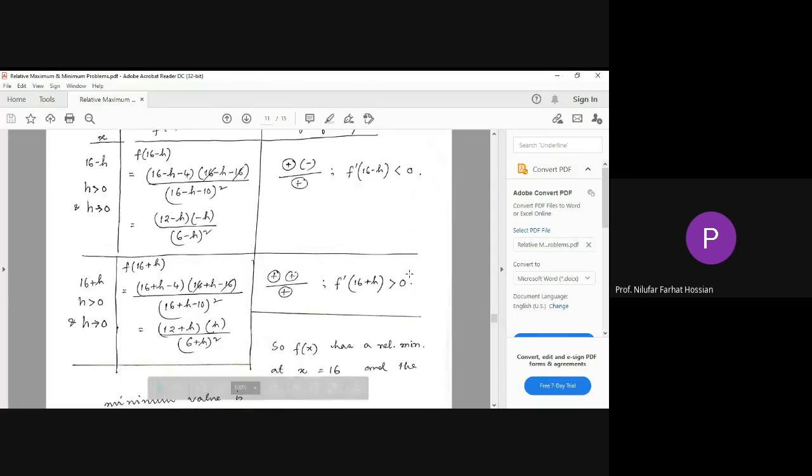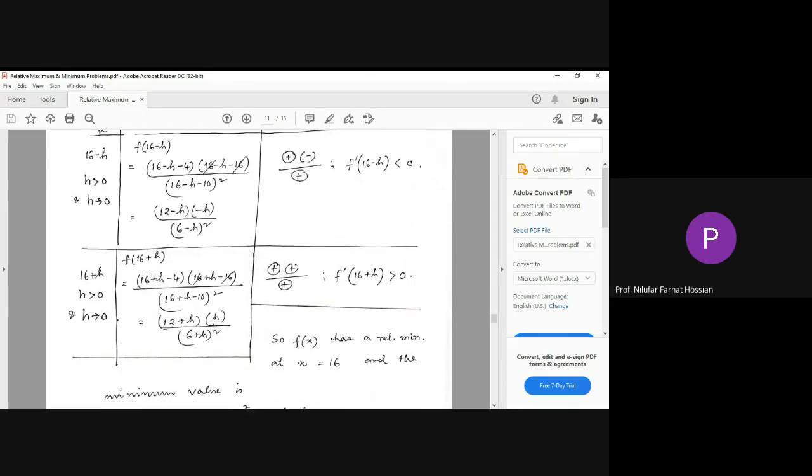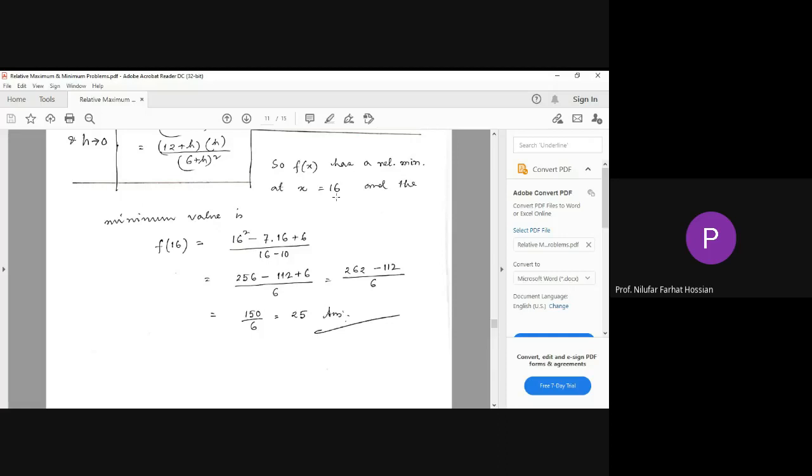And what happens when it is 16 plus h? 12 plus h, so it is positive. 16 minus 16 cancel, h remains, so plus into plus divided by plus. So the sign is positive. So it is changing its sign from negative to positive. So there will be a relative minimum when x equal to 16, and the minimum value, you just put x equal to 16 in the original function, it is 25. So the coordinates will be 16, 25.